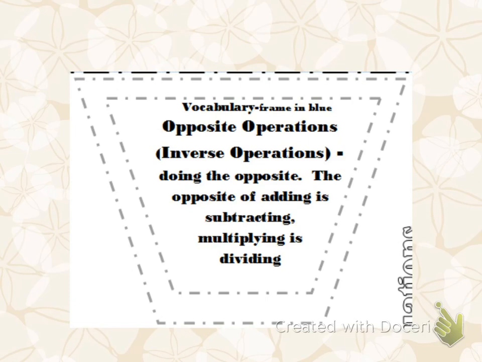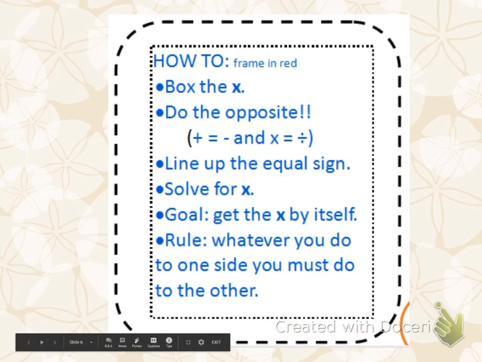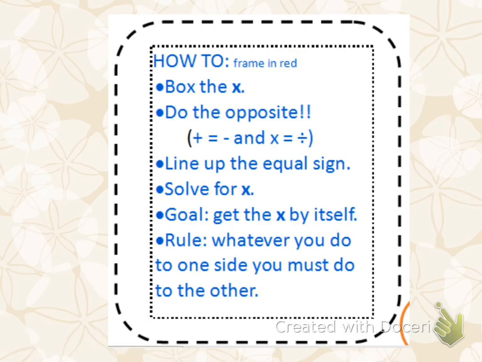Now let's go on to some steps. Our steps are these. Now, this box the X step is optional. You can write not optional next to it if you want, because I did say you have to follow my steps exactly, but this one is optional. If it helps you, do it. If it doesn't, you don't have to do it. But when we write some examples, go ahead and do it with me. So we're going to box the X.